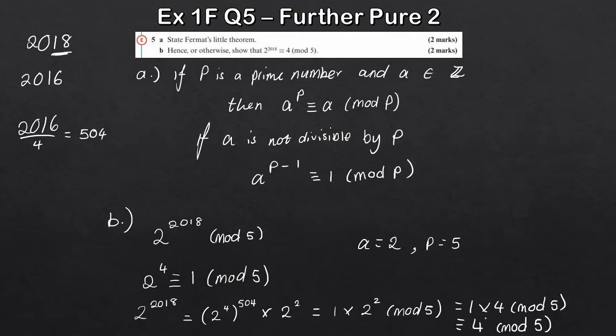So hopefully that was nothing too crazy. You're just using the application of Fermat's little theorem here. So just writing it out in the correct form, using that fact that it's congruent to 1 mod 5 to then simplify your powers here. So hopefully that's okay. Let's take a look at the next question.